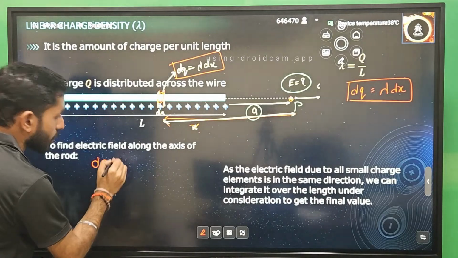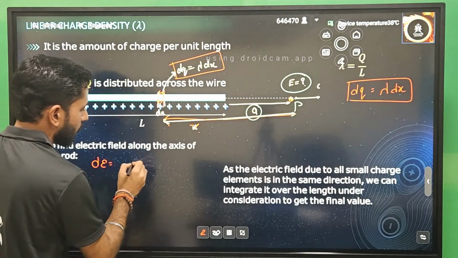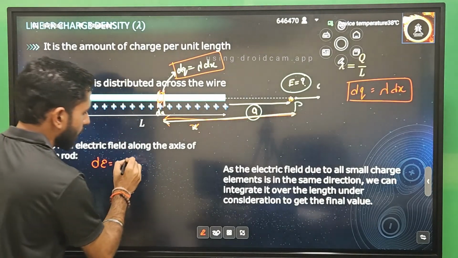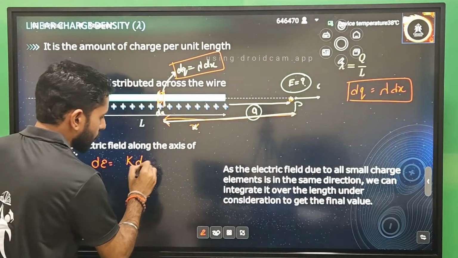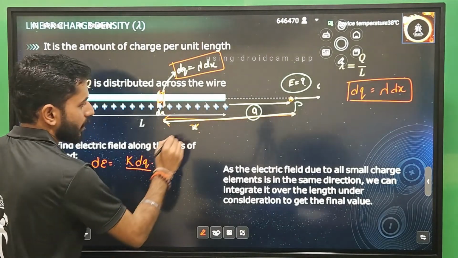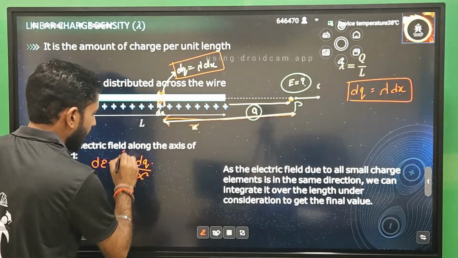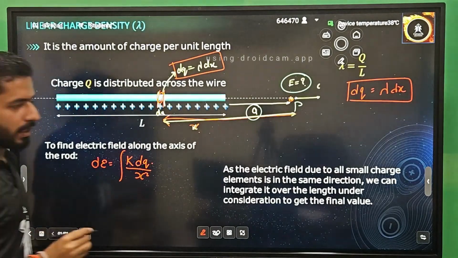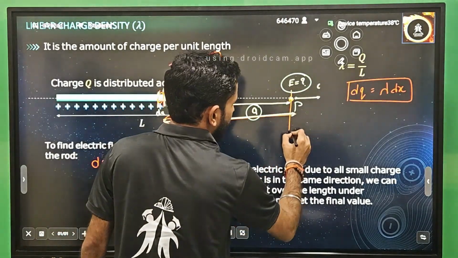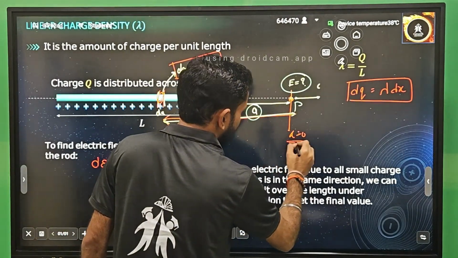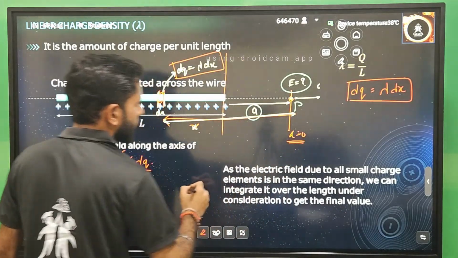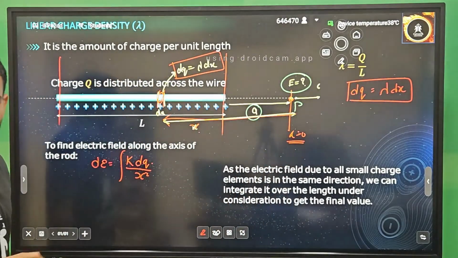So what is the electric field? dE, I will write small, due to this small charge. The electric field formula is kq divided by r square. K dq, the small charge, divided by the distance between them, x square. And the limits of integration are important. If I am standing here, what is the position of x? You will say 0. I don't want to integrate this one. I want to integrate from this point to this point. I want to integrate the complete rod.